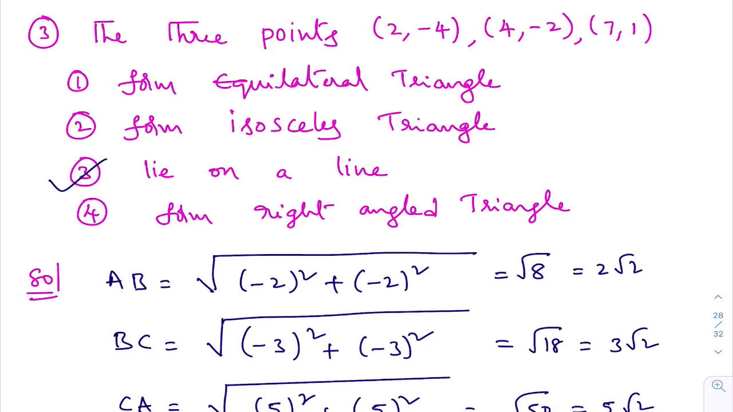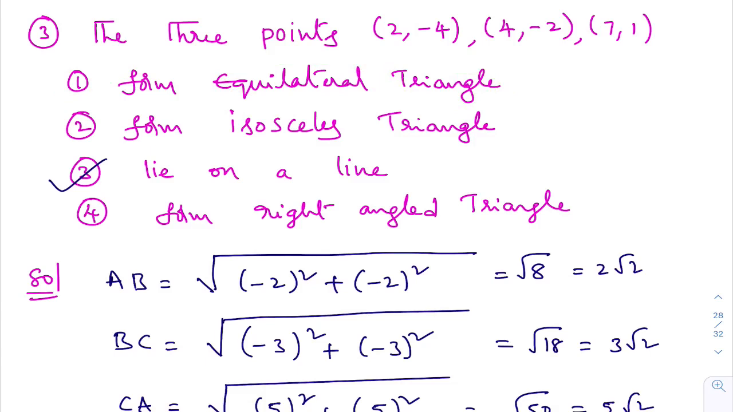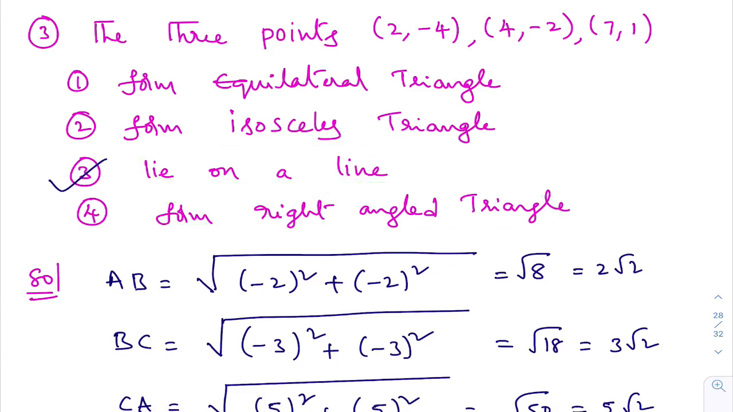Okay, first thing, when we say the triangle is an equilateral triangle, if all three sides are equal, then we say the triangle is equilateral. In a triangle, if two sides are equal, then we say it is an isosceles triangle. Collinear means the area of the triangle formed by those 3 points is 0, then we say that the points are collinear, that means they lie on a line. Forms a right angle triangle means the sides AB, BC, CA must satisfy Pythagoras theorem.